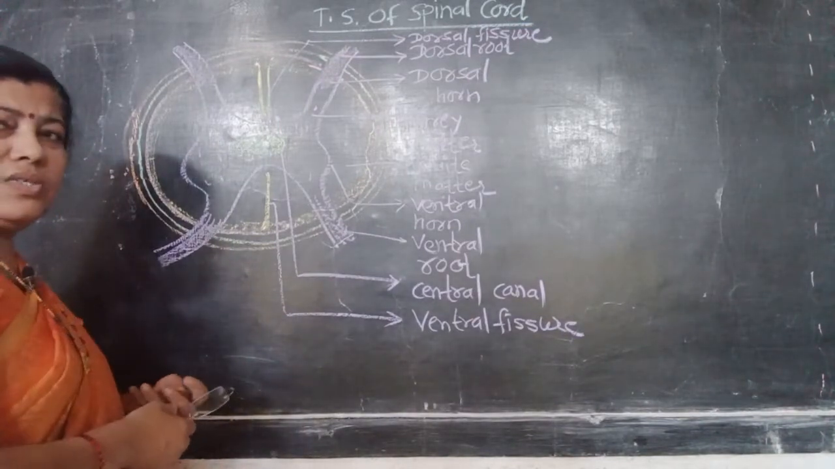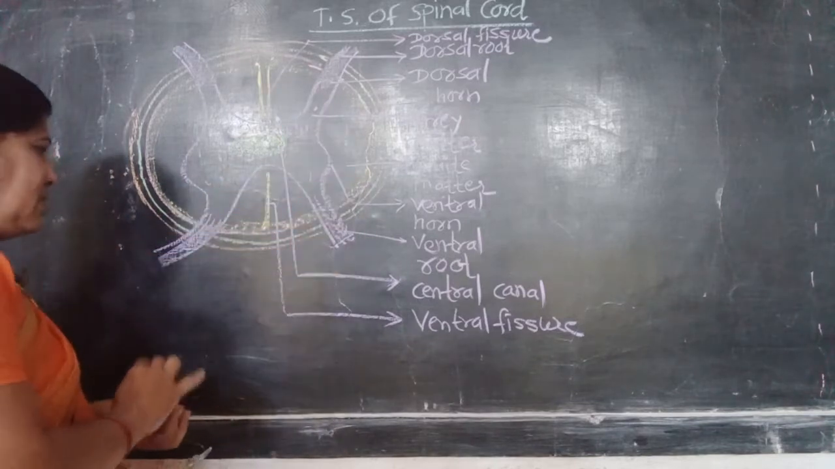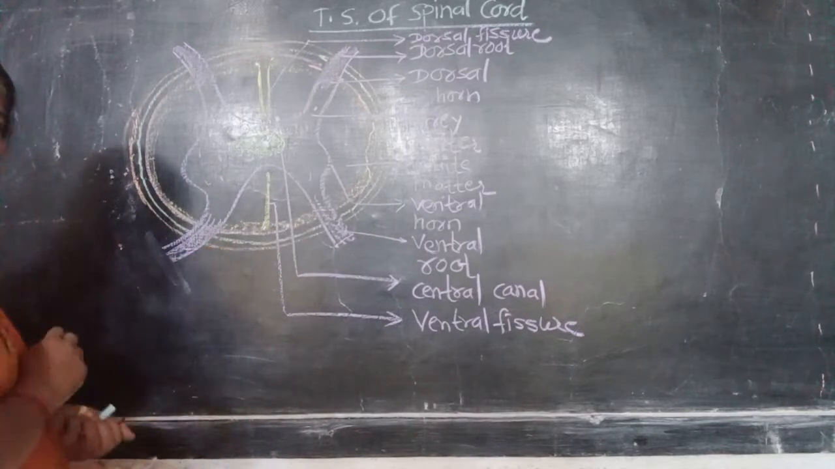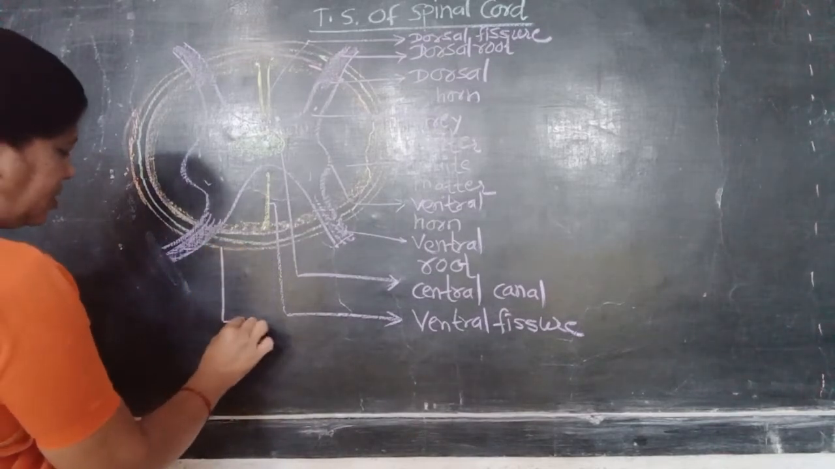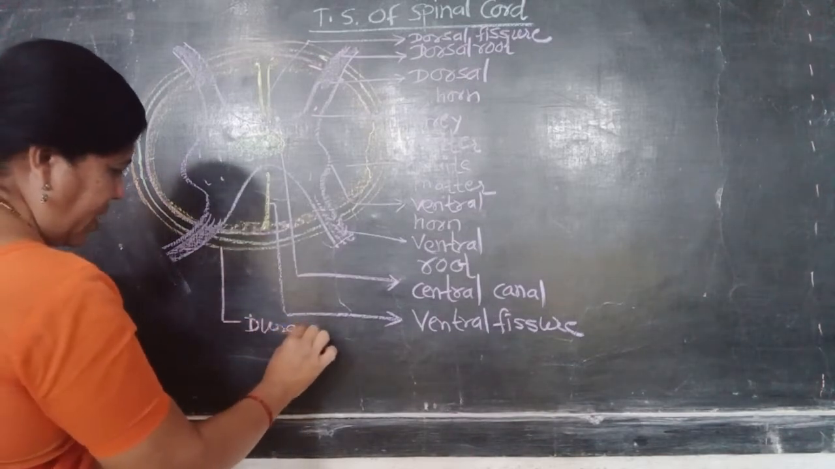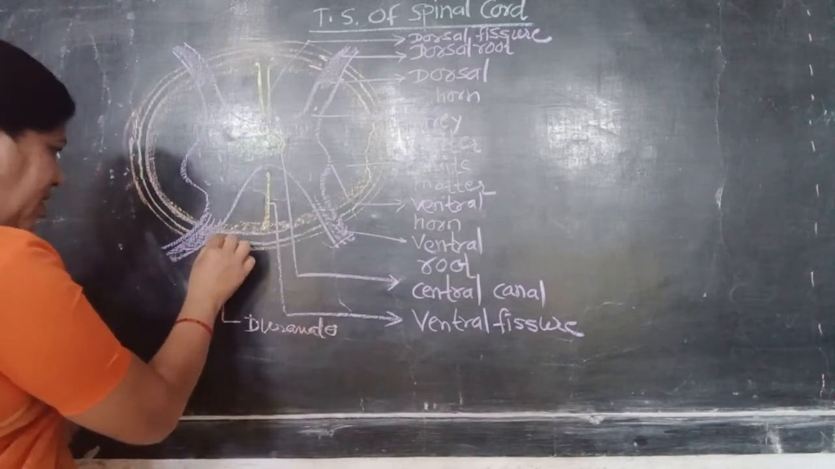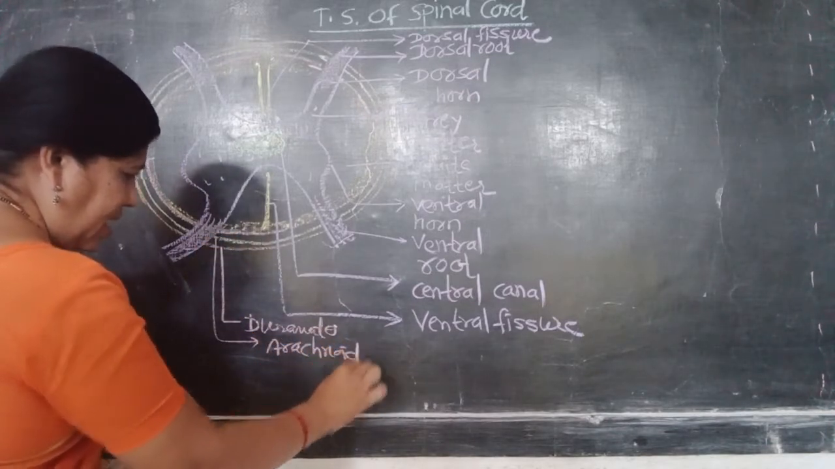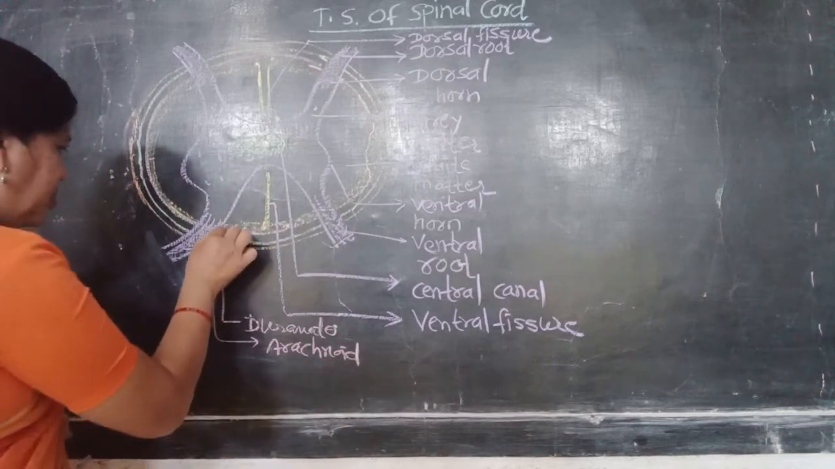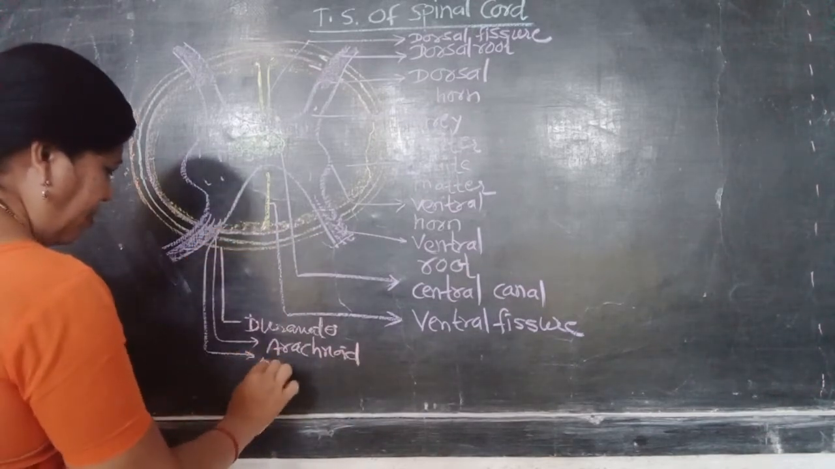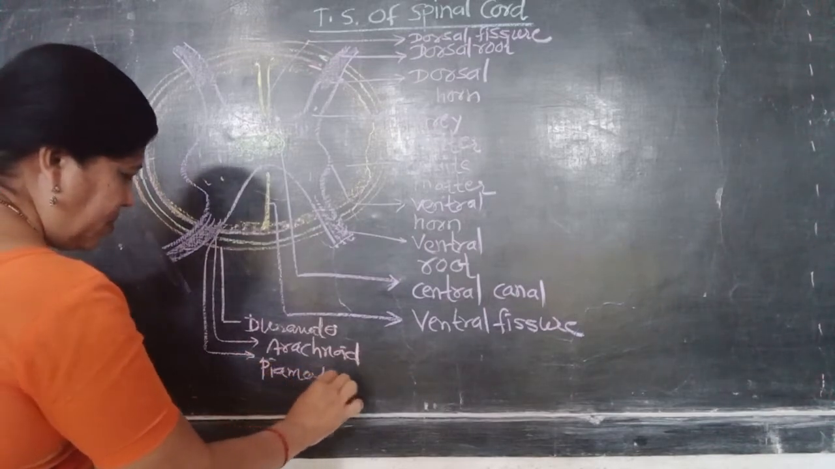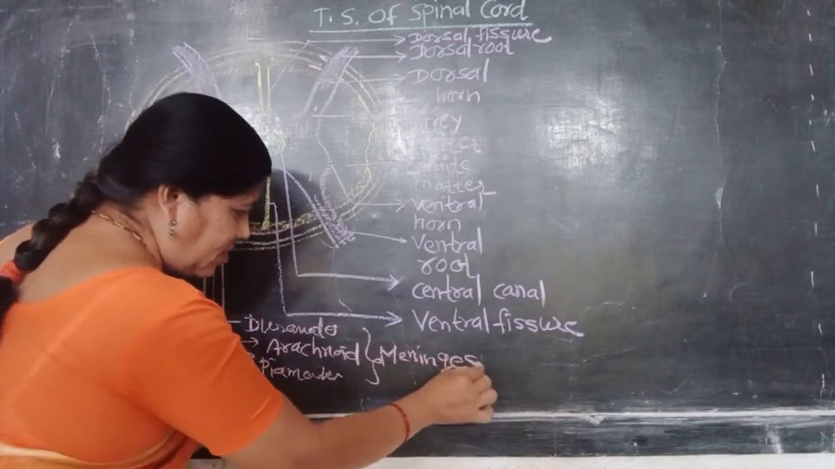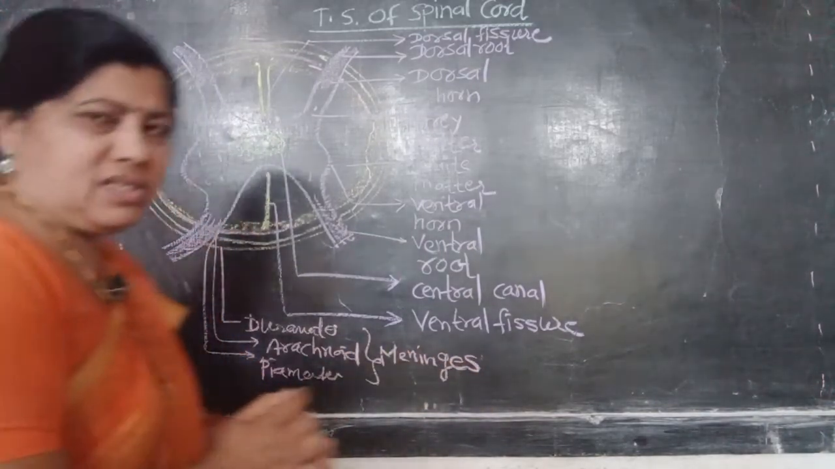So we will discuss all the points in this diagram one by one, and these are meninges. This is dura mater, then this is arachnoid mater, and the innermost meninx is called pia mater. So these are the three meninges. Then we will discuss all these points one by one.